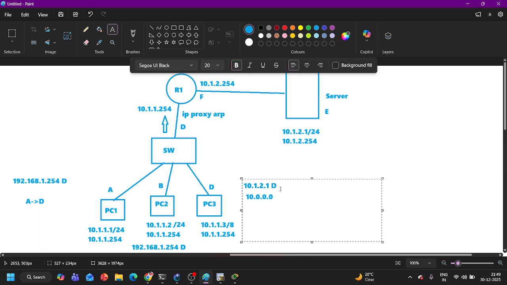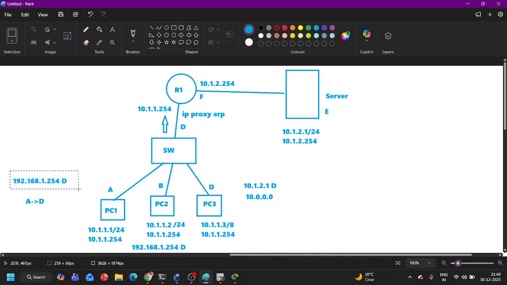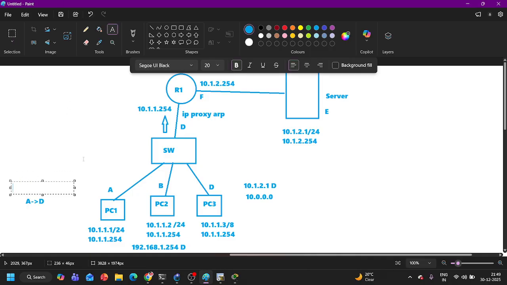This is the MAC address table of, here I am saying 192. My God, today what is happening? 10.1.2.254 MAC address D. Sorry, server 10.1.2.1 MAC address D.